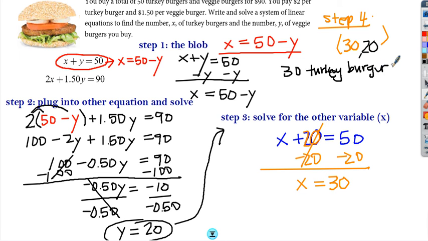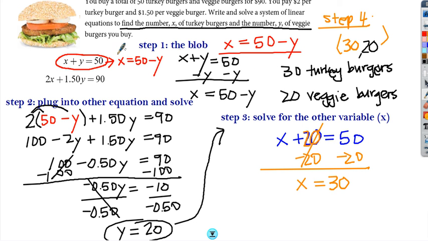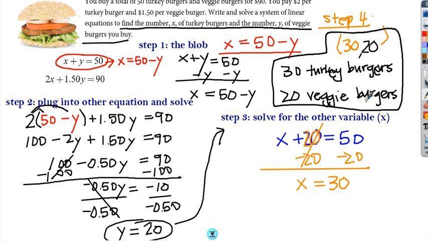and you have, sorry, I can't write with this. How many veggie burgers? 20 veggie burgers. That's what this answer means. And every time you have a word problem, you need to explain in terms of the context. The question says, find the number of turkey burgers and number of veggie burgers you buy. And it's not just 30, 20, it's 30 turkey burgers and 20 veggie burgers as your final answer.